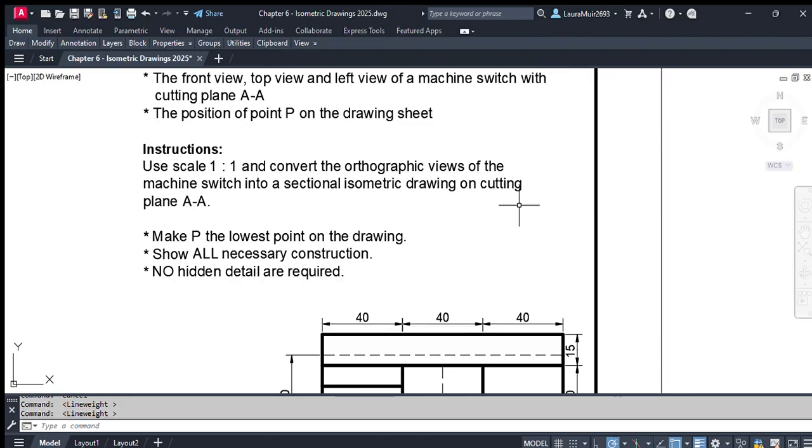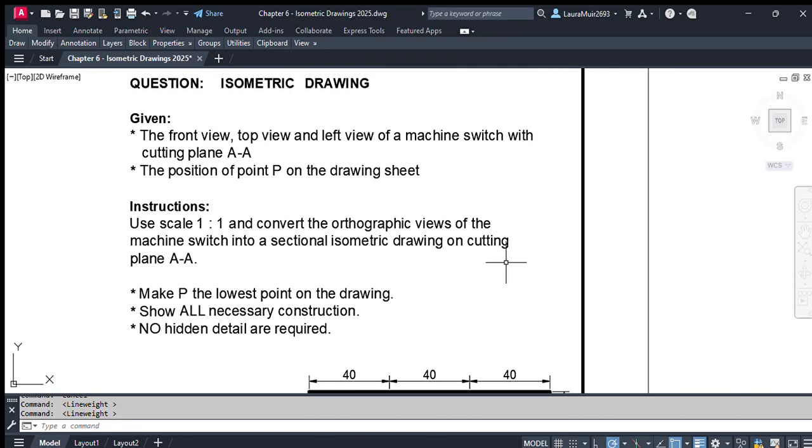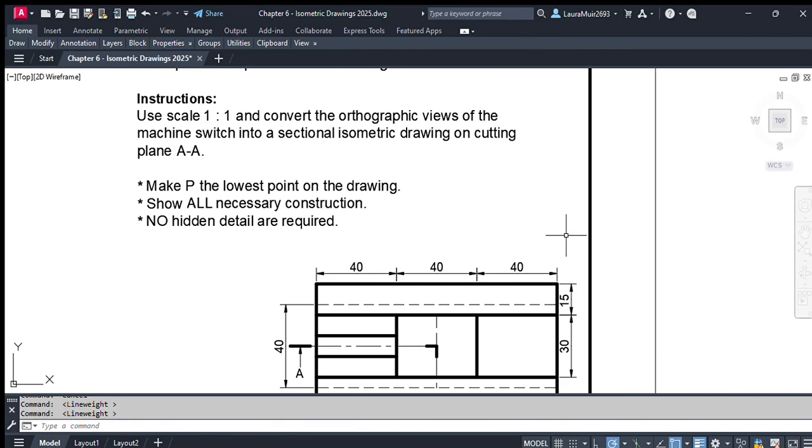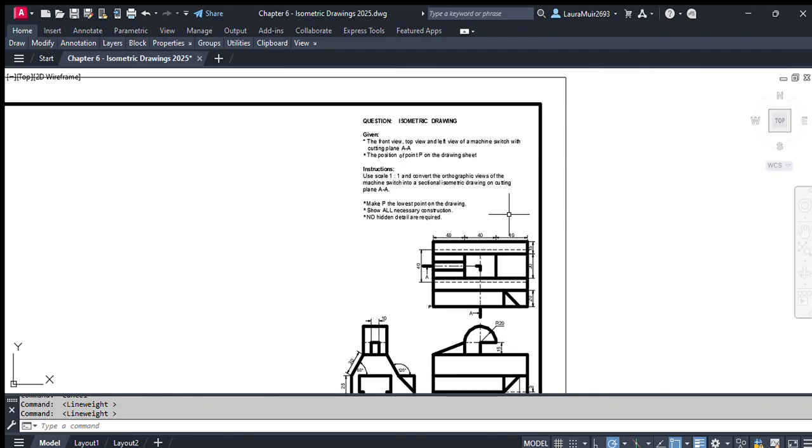So, on page 59, the front view, top view, and left view of a machine switch with cutting plane AA, and you were also given the point P on the drawing sheet. Right, instructions. Use scale 1:1 and convert the orthographic views of the machine switch into a sectional isometric drawing on cutting plane AA. Make P the lowest point, show all necessary construction, no hidden detail is required.